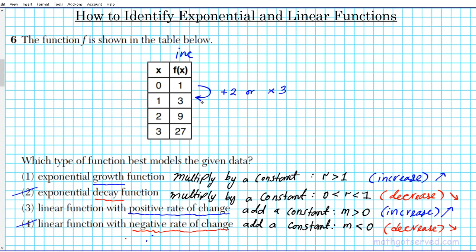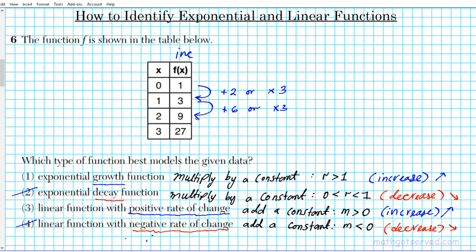All right, so let's see. If you go from 3 to 9, that's an addition of what? Addition of 6. Oh dear. We're not adding a constant. This is variable, so it cannot be a linear function with positive rate of change. So the answer is automatically option 1. Okay? But let's go ahead and show the whole process. So from 3 to 9 is equivalent to multiplying by 3.